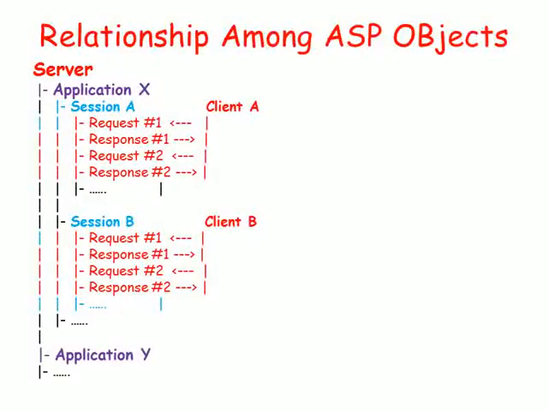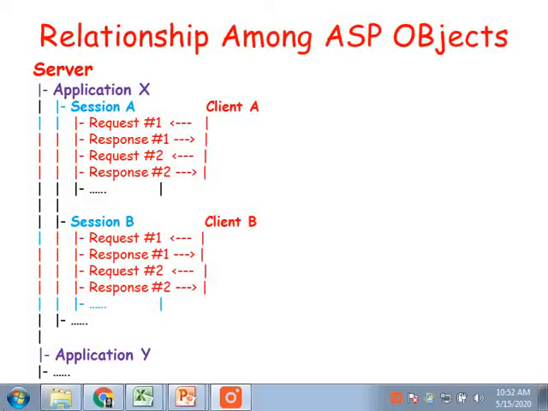The relationship among the ASP objects is this: the server object may include any number of application objects. See here, you can create any number of applications in the server system. In the same way, each and every application may have any number of sessions. So with this information, how are these objects handled? See here, this is the client system, this is your browser.